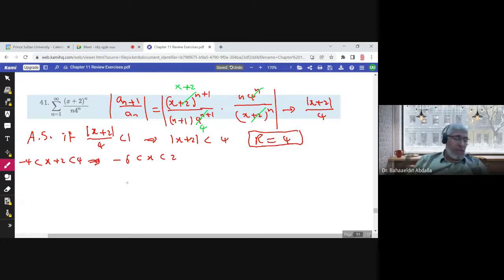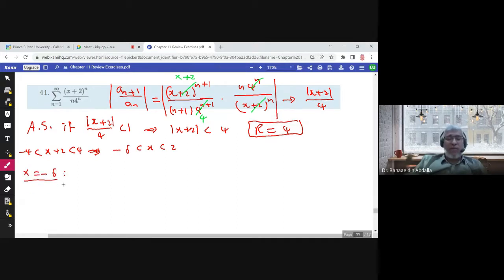So x is between -6 and 2. And let us discuss the case when x is -6. Because if x is -6 and 2, the ratio test does not work because L would be 1. -6 plus 2 to the power n, this would be -4 to the power n. So I can write it's -4 to the power n over 4 to the power n. So I will have -1 to the power n over n.